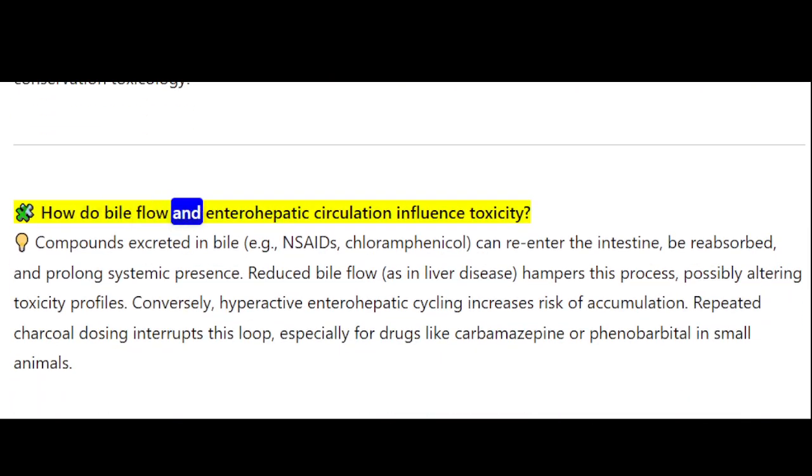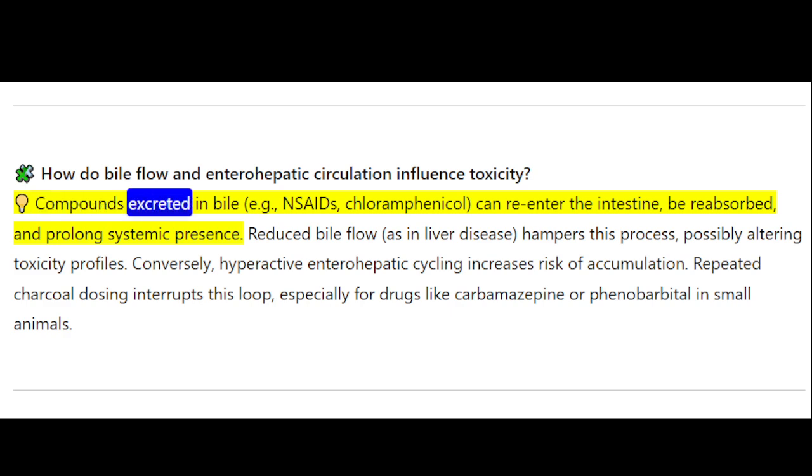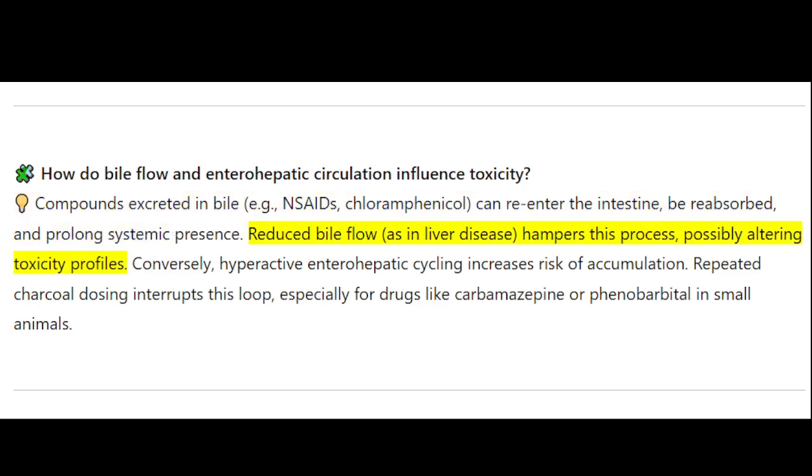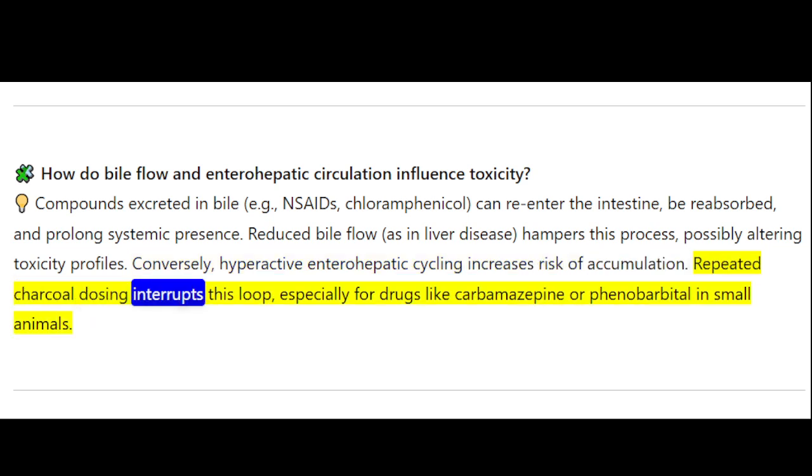How do bile flow and enterohepatic circulation influence toxicity? Compounds excreted in bile, for example, NSAIDs, chloramphenicol, can re-enter the intestine, be reabsorbed, and prolong systemic presence. Reduced bile flow, as in liver disease, hampers this process, possibly altering toxicity profiles. Conversely, hyperactive enterohepatic cycling increases risk of accumulation. Repeated charcoal dosing interrupts this loop, especially for drugs like carbamazepine or phenobarbital in small animals.